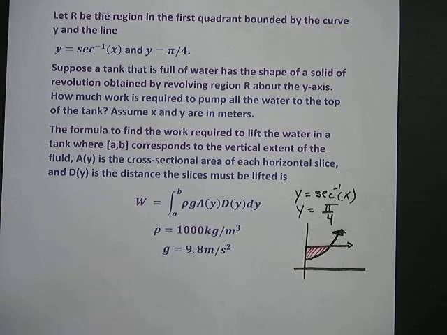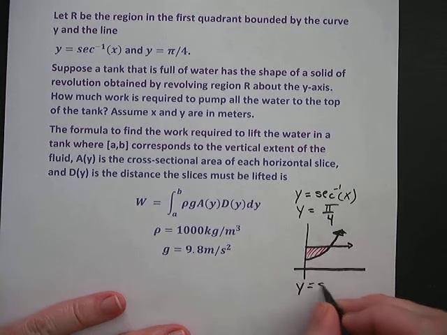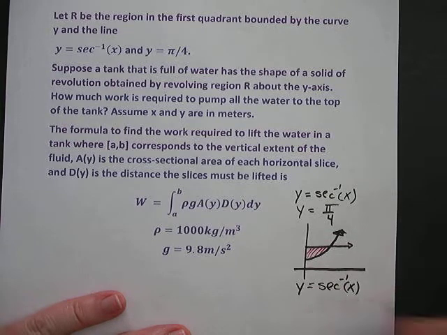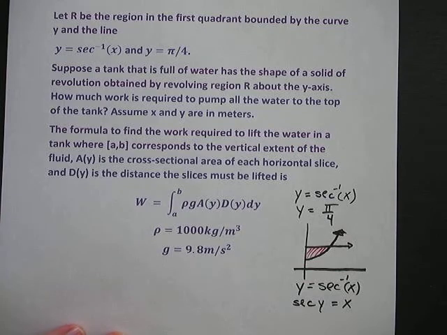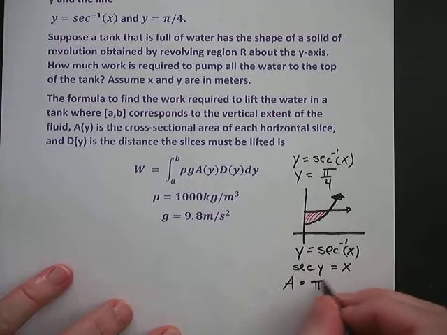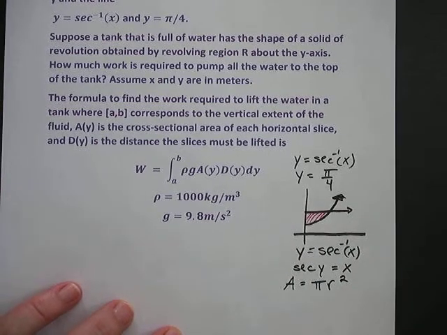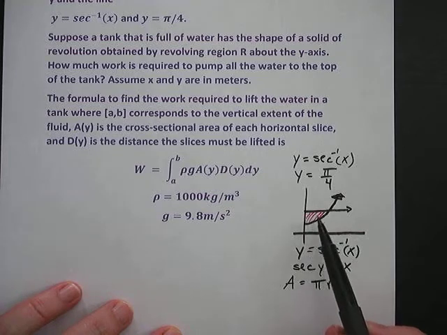a circle. We also know that we need to solve this for x to get it in terms of y. So if I take the function y equals inverse secant of x and apply secant to both sides, I get secant y equals x. Since this is being rotated around the y-axis, it's going to create a circle. I'm going to use A, the area, equals pi r squared, where r is the radius, which is the distance that this function is away from the y-axis. So that's going to be your circle.